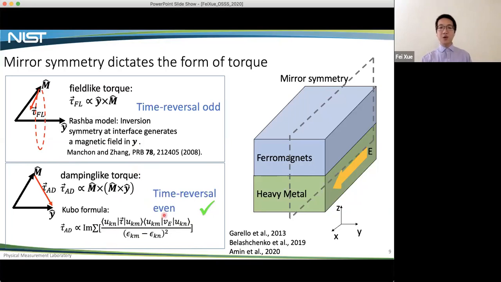We will not go through that, but there are some excellent references you can look up. But we will encounter these higher order terms later in the first principle calculations. For most purposes of this talk, these two are the dominant form. And we will actually focus more on this time reversal even torque, because this dampinglike torque can switch the magnetization, as we showed in the previous slides.